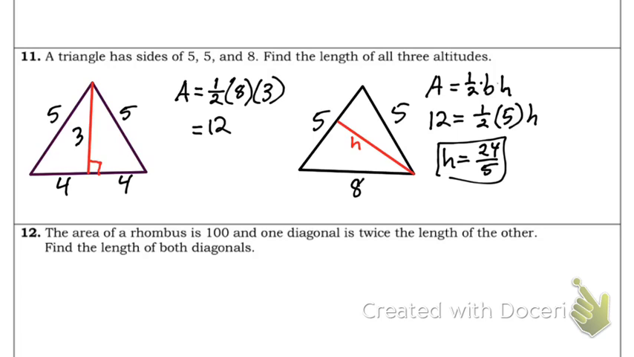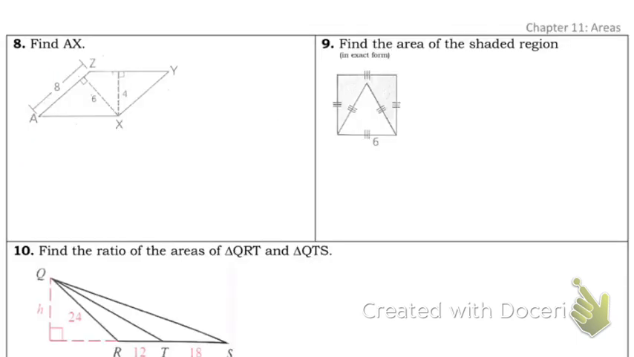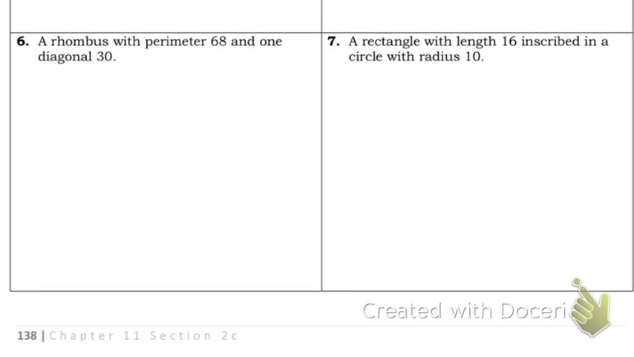Well, that actually is all three. That's the third one too, because that's going to also have a base of 5. So your three altitudes are 24 over 5, 24 over 5, and 3. Other questions? Yeah. 6. We want 6.